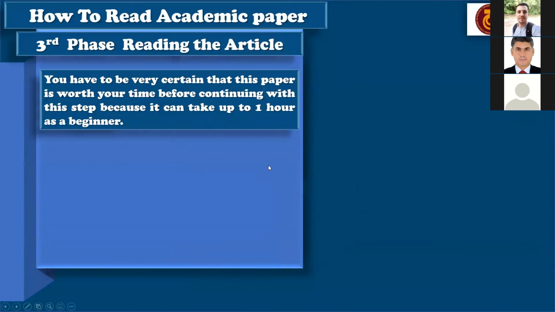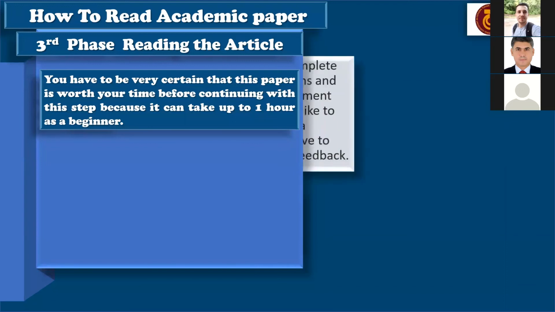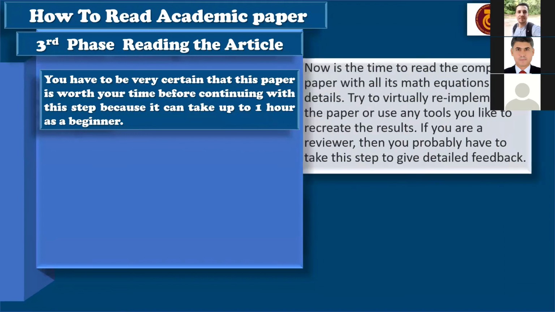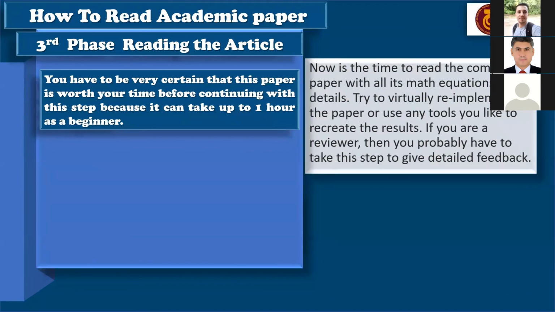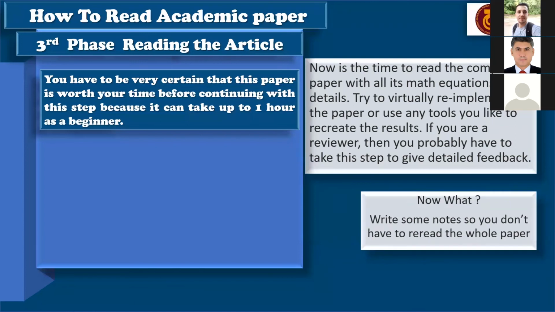So for the third phase, you have to be very certain that this paper is worth your time before continuing with this step, because it can take up to 1 hour as a beginner. It means the third phase needs time. So if the first phase and the second phase are good, come to the third phase. Now is the time to read the complete paper with all its math equations and detail. Try to virtually implement the paper or use any tool you like to recreate the results. If you are a reviewer, then you probably have to take this step to give detailed feedback. So now we have three phases.